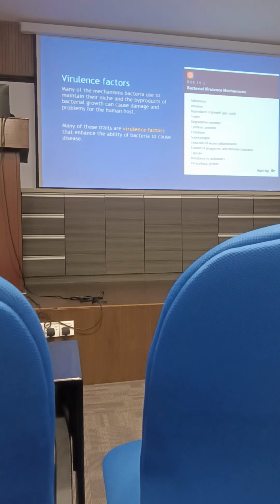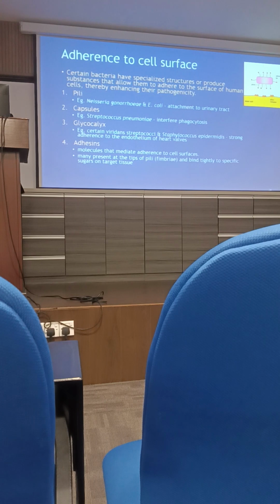Okay, so to invade, first they must adhere to the host cell surface, right? So how do they adhere? These are the methods. Some of these we have already gone through during our first lecture, so I don't have to repeat. So, pili. These are examples of bacteria that have them: Neisseria gonorrhoeae and Escherichia coli. So they can attach to the urinary tract, for example.